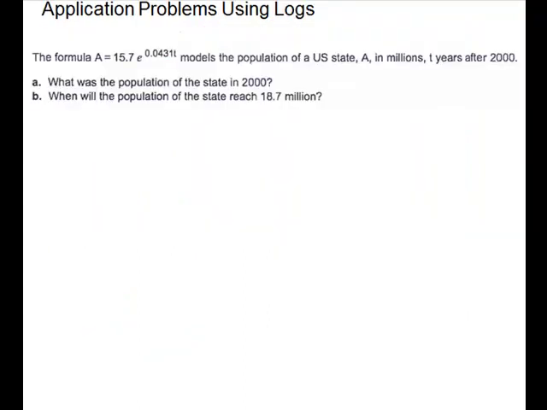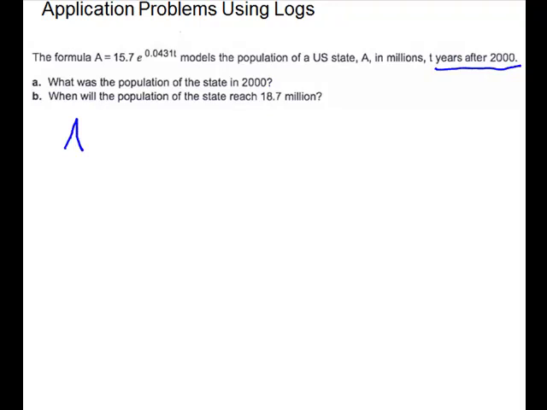For this problem, we have a formula given to us, and it models the population of a U.S. state. A will be the population, in millions, t years after 2000. So t is going to be our time. And so the first question is, what was the population of the state in 2000? Well, our t is years after 2000. So if we wanted to be in the year 2000, our t would have to be 0.